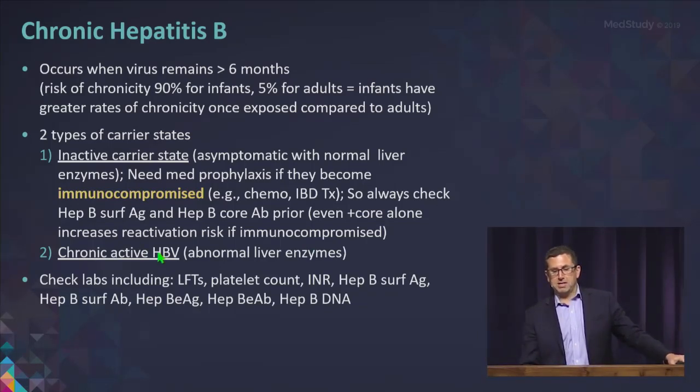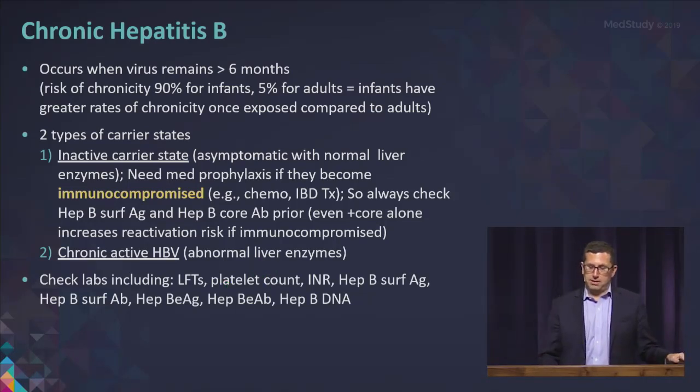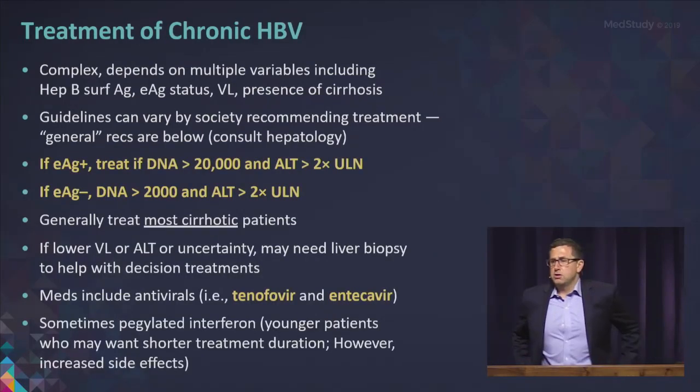And then there are the chronic active Hep B patients that have abnormal liver enzymes. So when you're working this up, obviously you want to do basic labs. You want to look at a platelet count because it could be low if they're cirrhotic. And then you want to send off a slew of the hepatitis serologies, including a Hep B viral load, B surface antigen, et cetera. In terms of treatment for chronic Hep B, it's fairly complex, but I tried to really tailor it down for your test.